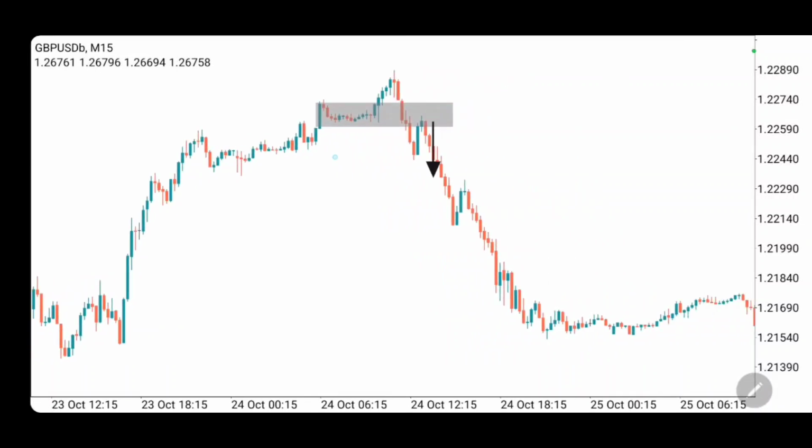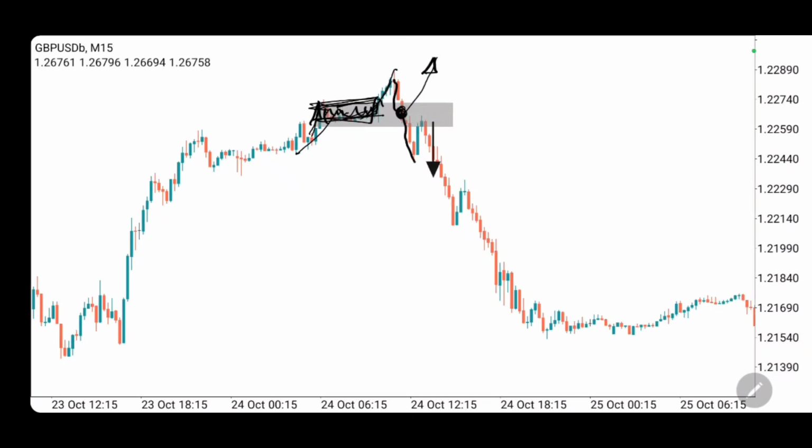This is another one. I think this is another one. So this is like a zone. This is a zone that was broken to the upside. All right. So this is a zone, a rally zone, and the market ought to have come here to this zone to mitigate this zone to the upside, to buy from this zone.